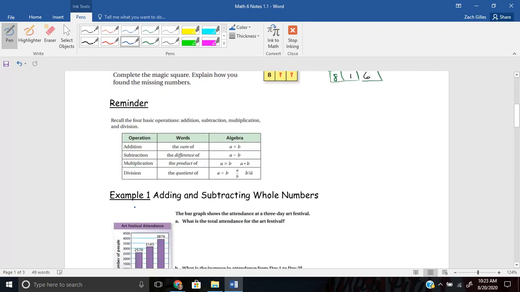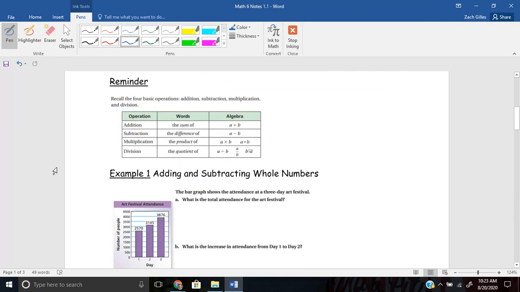Let's start with a reminder for today. Your reminder is recall that the four basic operations are addition, subtraction, multiplication, and division. You might also see some different words that represent those operations sometimes, like the word sum is often used to describe the operation of addition. You might see that in a word problem.